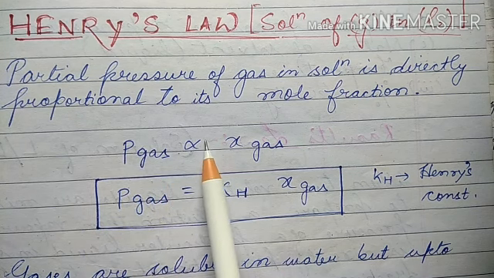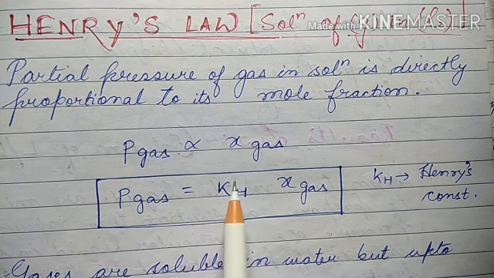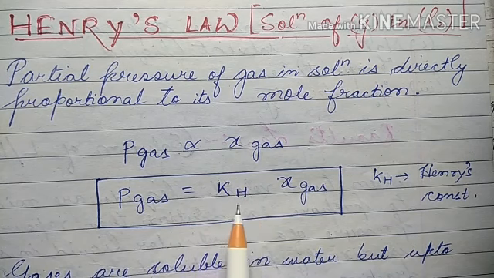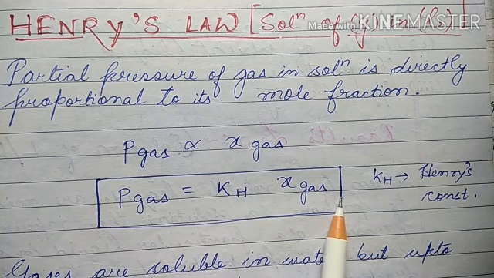gas. Now, removing the proportionality sign and writing equal to, with a proportionality constant Kh, which is known as Henry's constant. So partial pressure of a gas is equal to Kh into mole fraction of the gas.